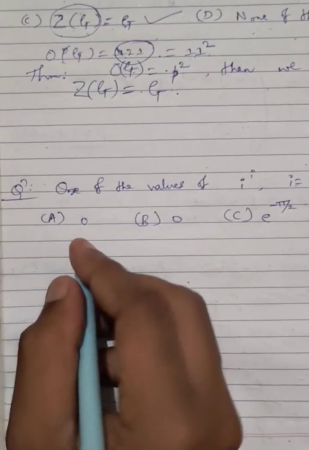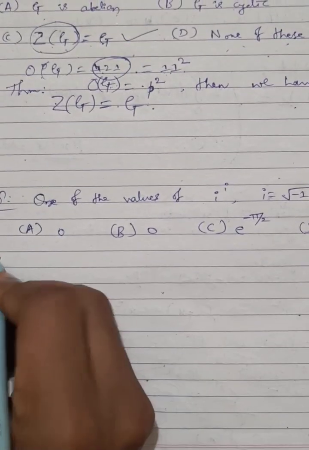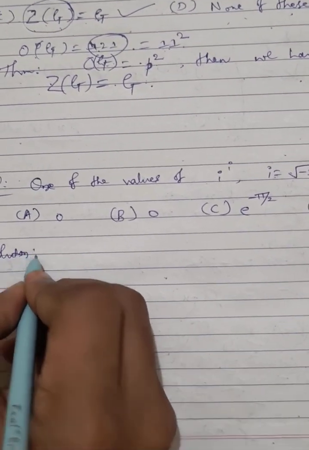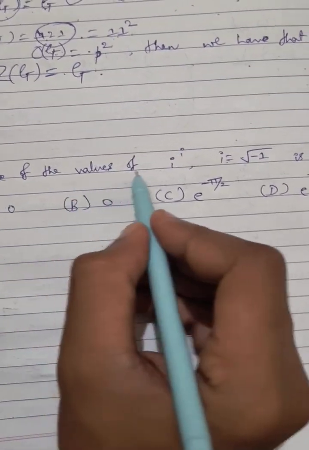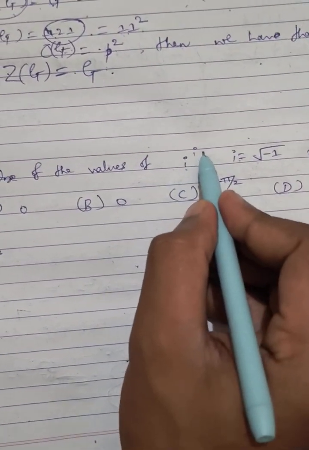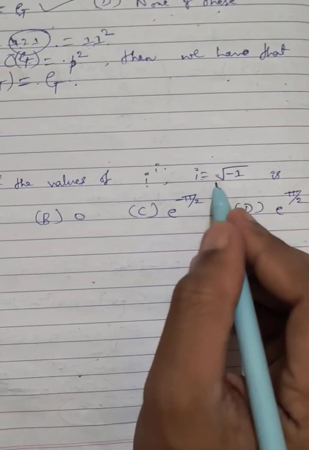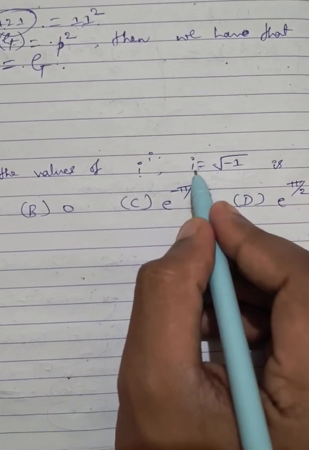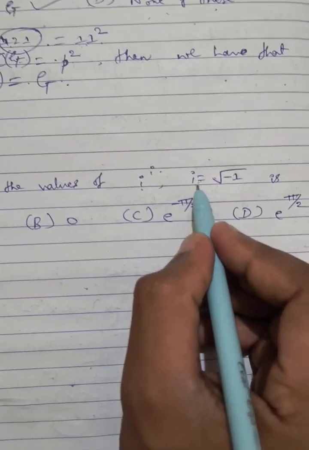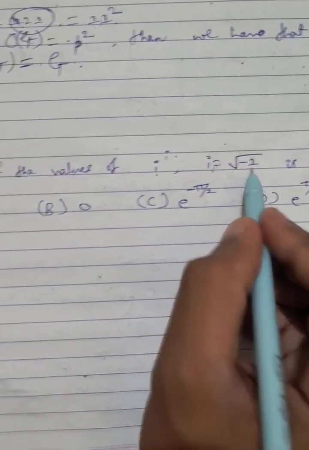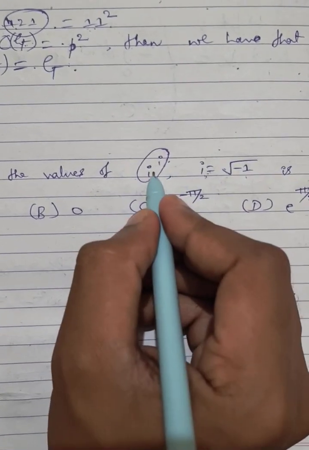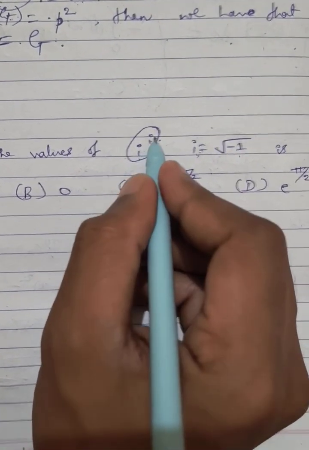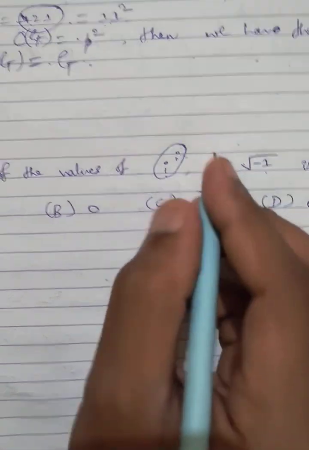Now come to this question. This question is related to complex numbers. Somewhat tricky question. See the solution. We have to find one of the values of i raised to i. What is i? i is the imaginary unit, that is a complex number. i is equal to the square root of -1. So we have to find the value of i raised to the power i. Is it clear, students? So see the solution.